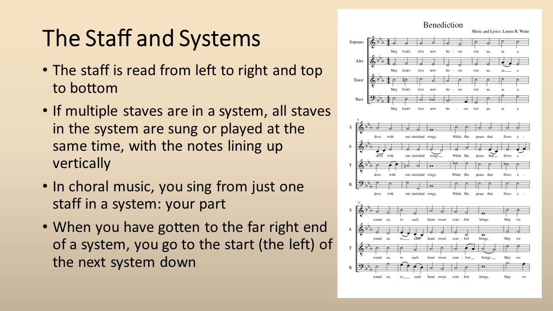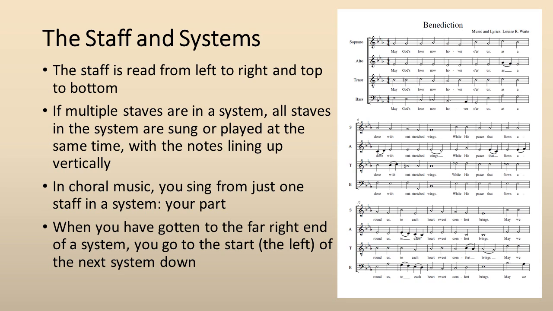Usually, your part will have a separate staff within each system on the page. These are usually labeled, but if not, you can assume that the top one is soprano, the next one is alto, and so on. Some pieces have more or fewer parts. For example, there might be sopranos and altos, but all the men sing together. Or a piece might be written for men alone and might have 2 tenor parts and 2 bass parts. Composers are infinitely creative and they do anything you can imagine, and probably more.